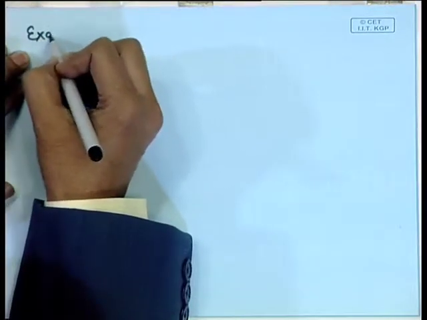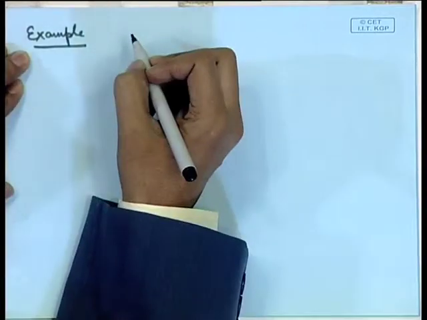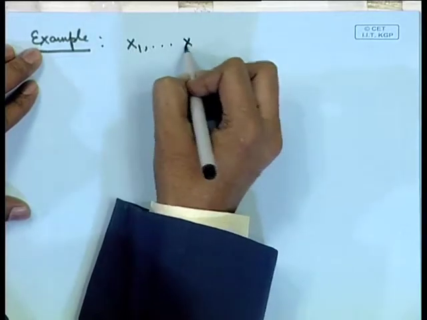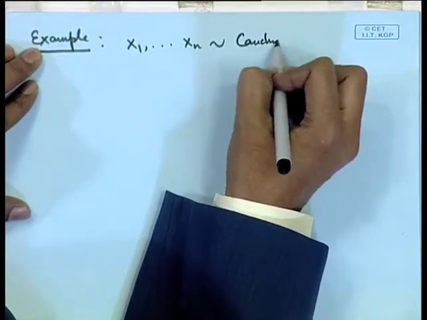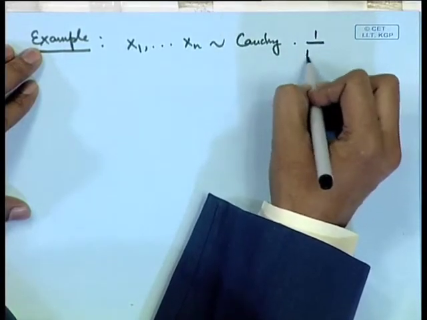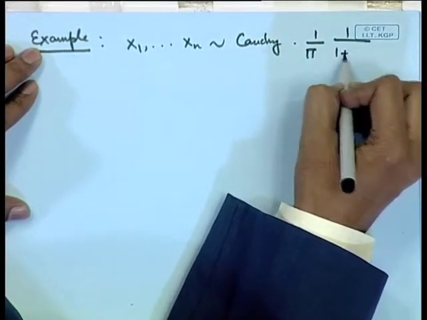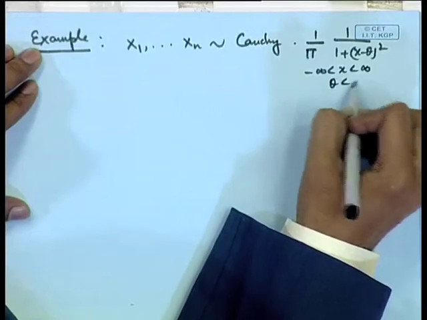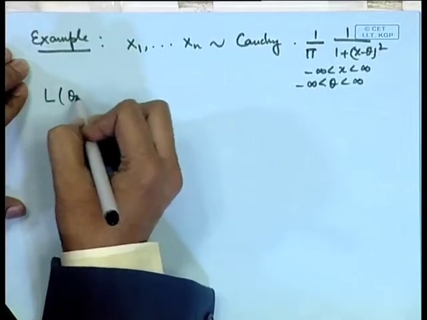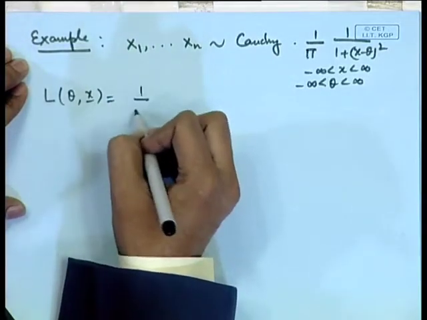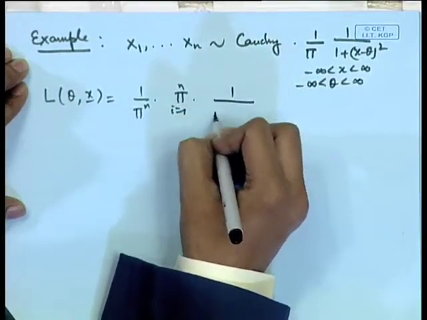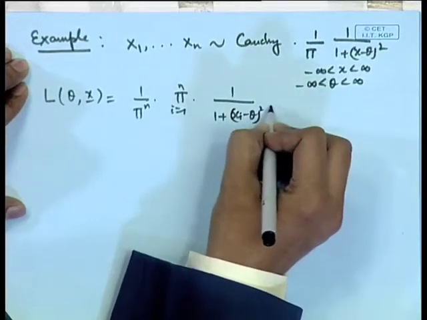Let us take another example where the argument may follow a different path. Consider X1, X2, ..., Xn following the Cauchy distribution with the density function 1/π times 1/(1 + (x − θ)²), where x is any real number, θ is any real number. Let us look at the likelihood function, that is equal to 1/π^n times the product over i from 1 to n of 1/(1 + (xi − θ)²).